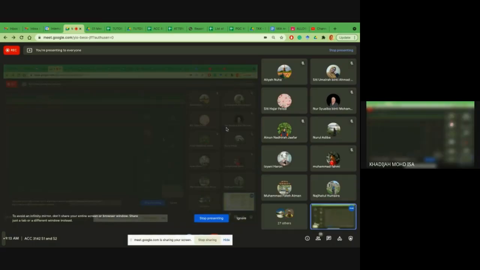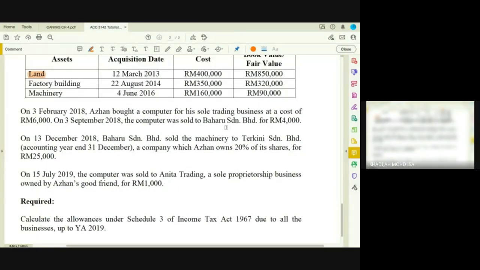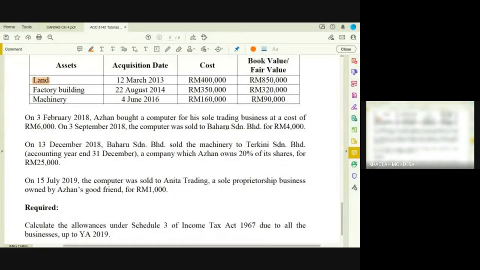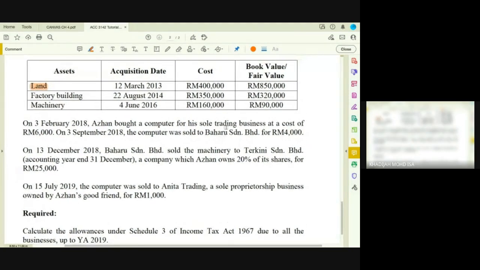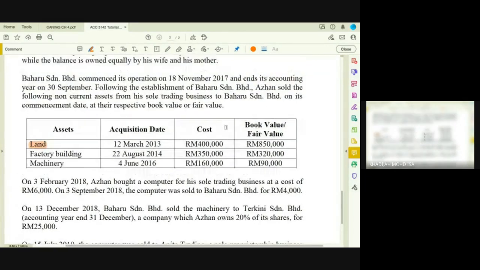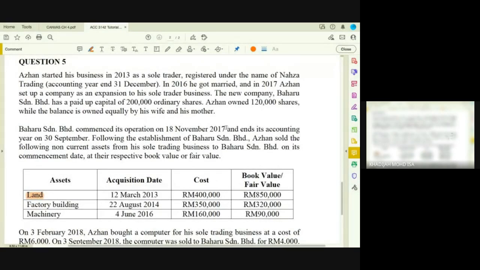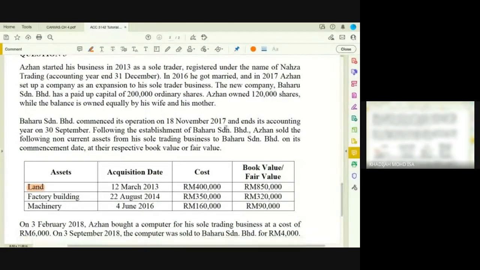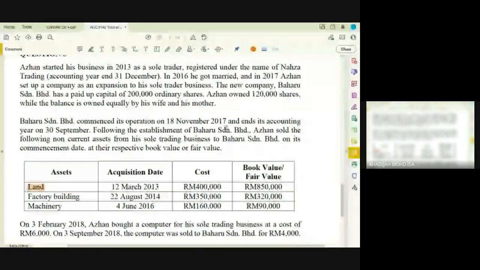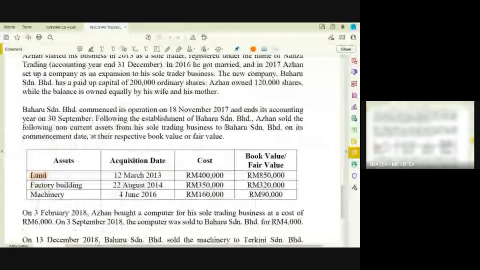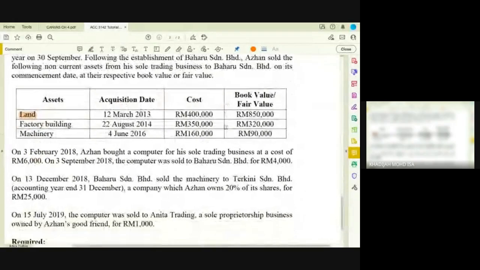Okay, I think some of you have not done this question. On July 15, 2019, the computer was sold to Anita Trading, a sole proprietor business owned by Azhan's good friend, for 1,000. So now how many transfers do you have? Remember that you have the old company, which is the sole trader, Nahza Trading, and then you transferred some of the assets to the new company, Baharu. So you have to decide whether Nahza Trading and Baharu are related companies. Right, and then you have also disposed to another company, which is Terkini Sdn Bhd.